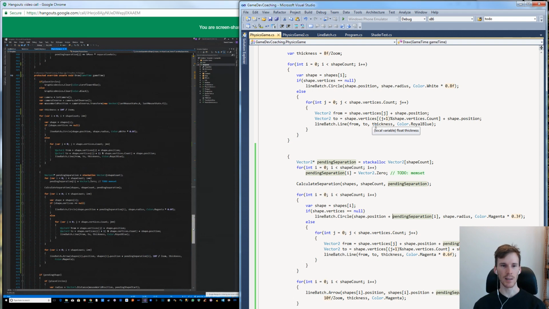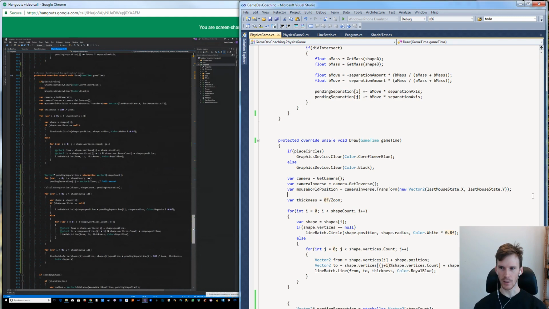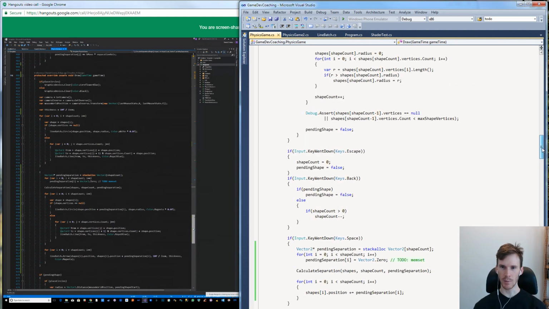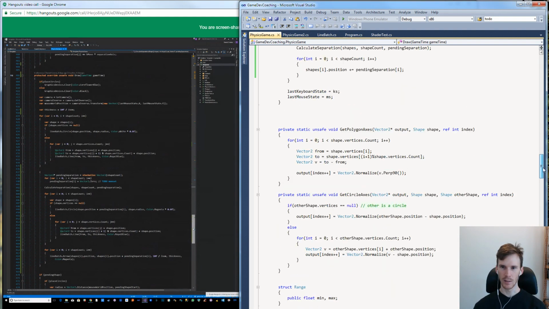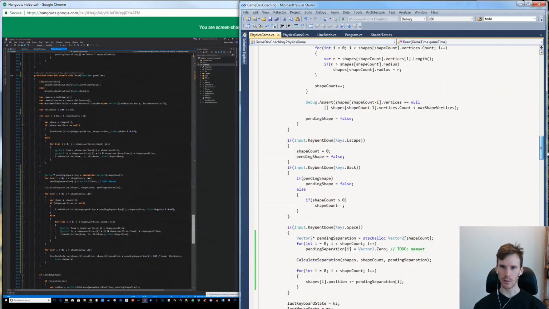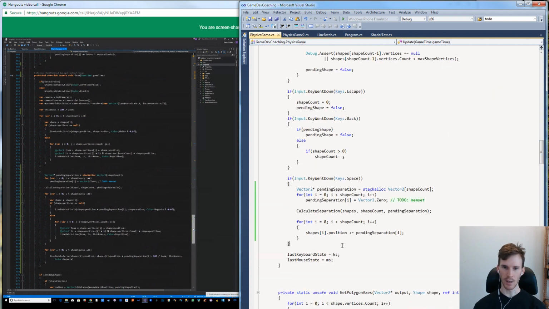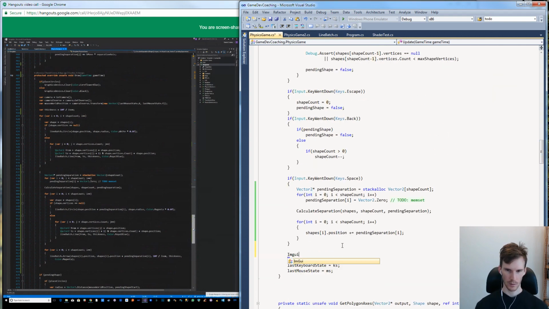Another way to think about it is, I know you've been looking a little bit at the ImGUI stuff, and I have as well. The way that works is you're up here in update, where's update? You might be like, ImGUI button, there.